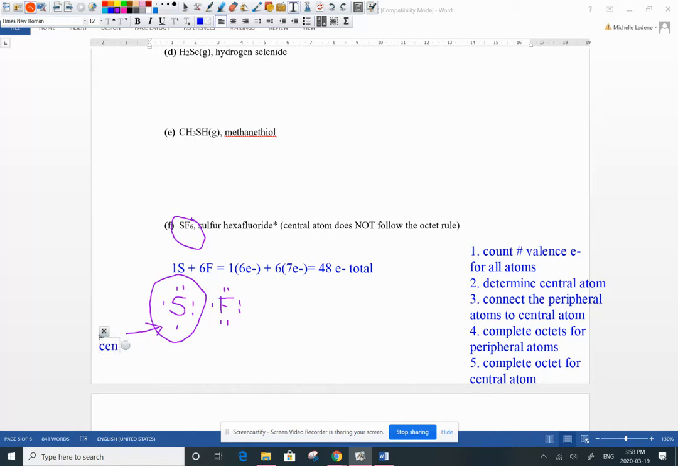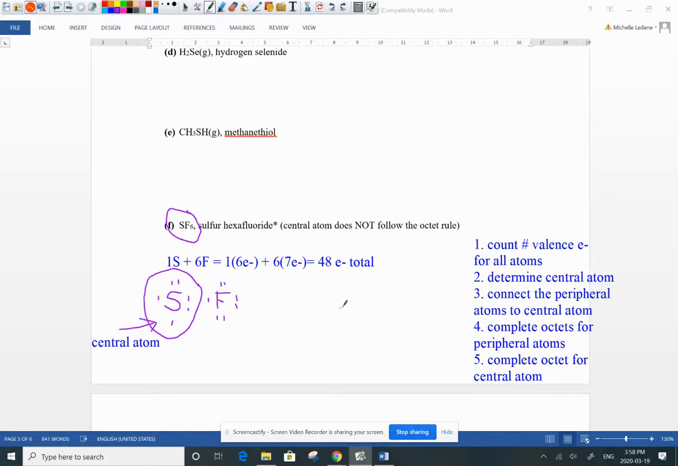So we put him in the center. Now, how many fluorines is he going to be bonded to? 6. So we make a bond to each fluorine. There's 1 fluorine, and I'm going to keep doing this until I have all 6 fluorines. There's 3, there's 4, there's 5, and there's 6.